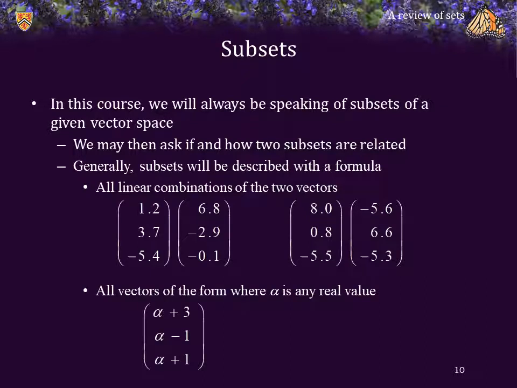I may also have the set of all vectors of the form alpha plus 3, alpha minus 1, and alpha plus 1, where alpha is any real value. I may then ask, is this set containing just one vector? Is this a subset of the set I just described, or is it not?